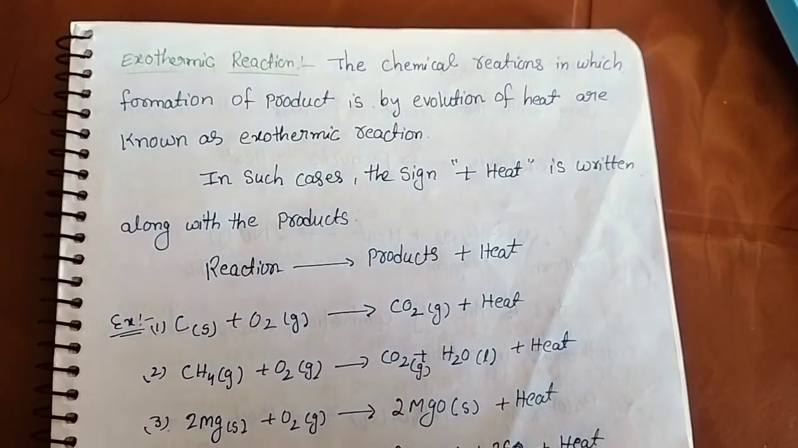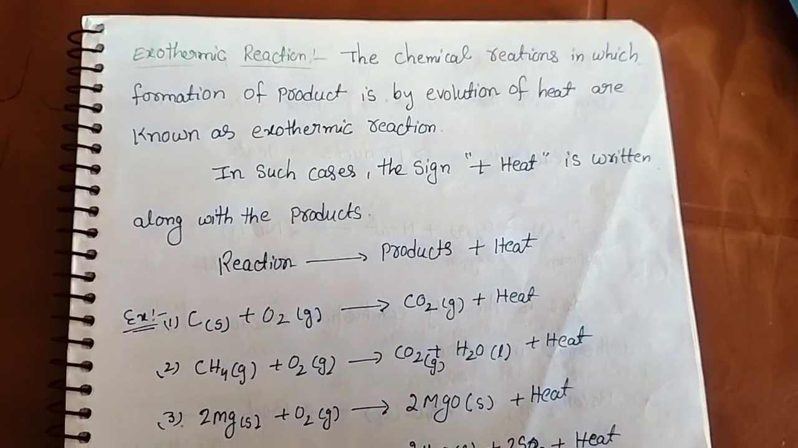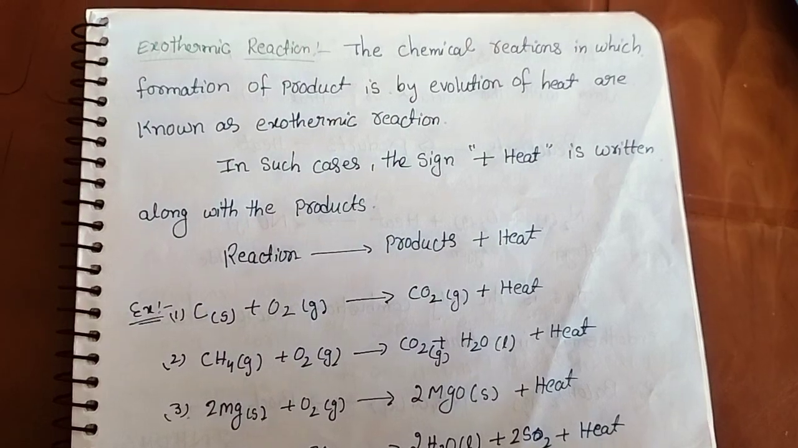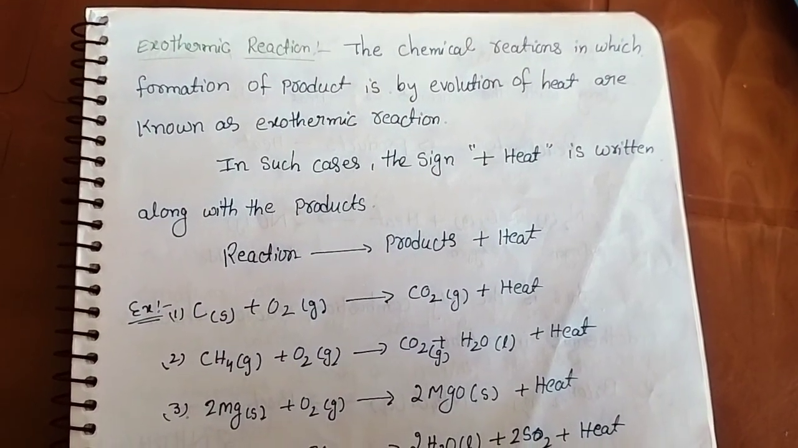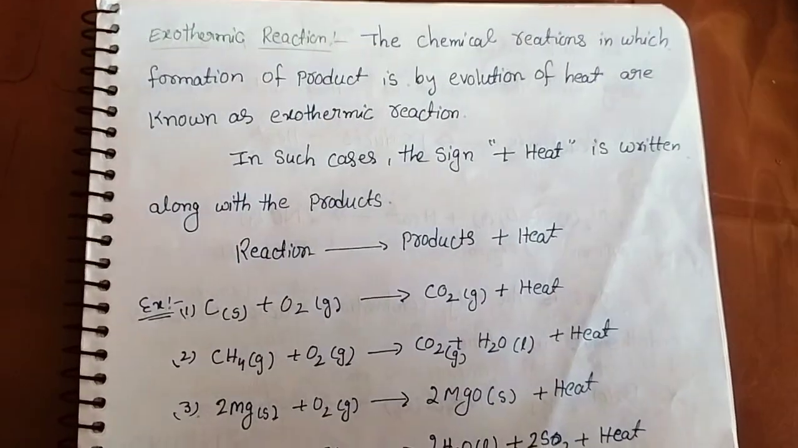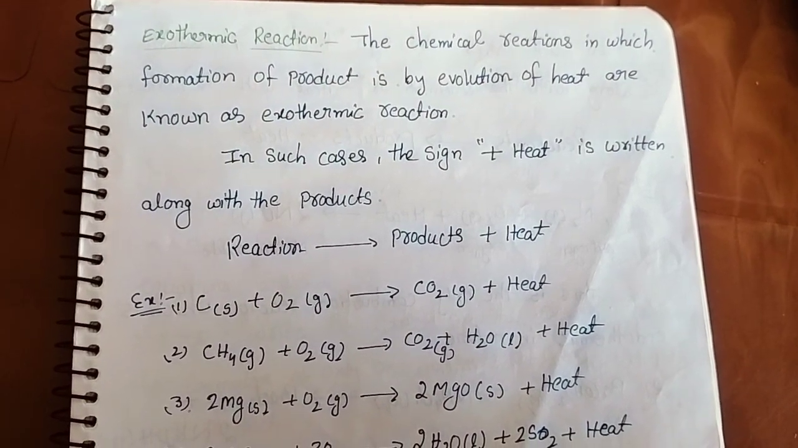Students, in this video I am going to discuss the topic which is exothermic reactions. So what is the basic definition of an exothermic reaction? The chemical reactions in which formation of product is by evolution of heat are known as what? Exothermic reactions. So in such cases the sign plus heat is written along with the products.